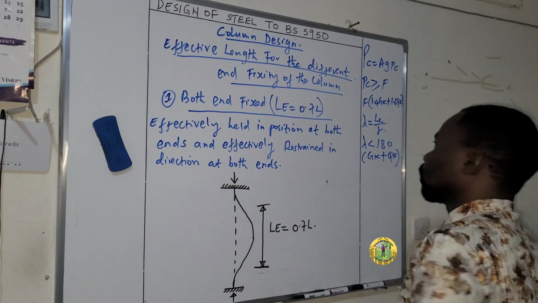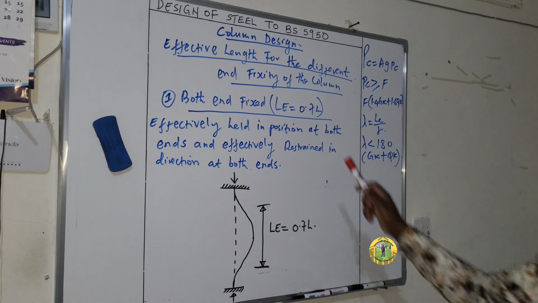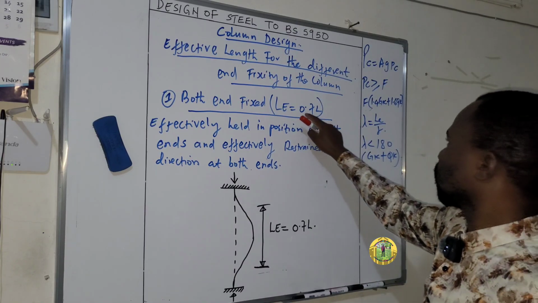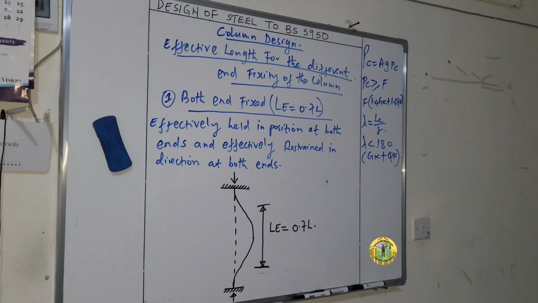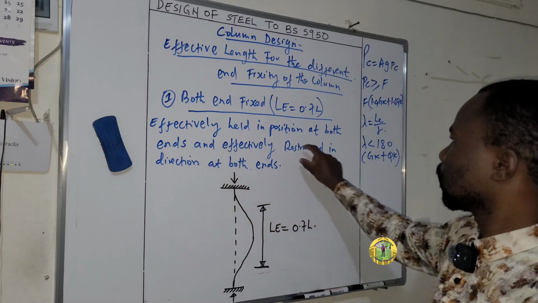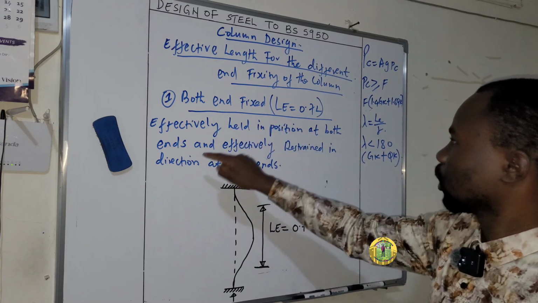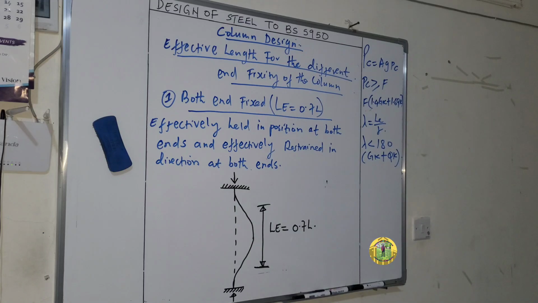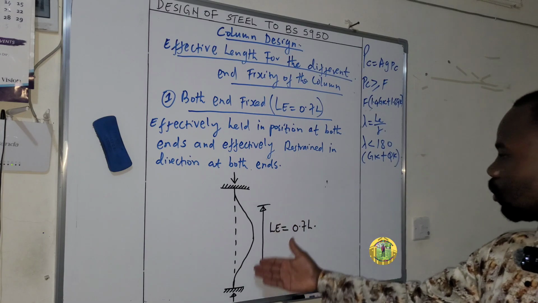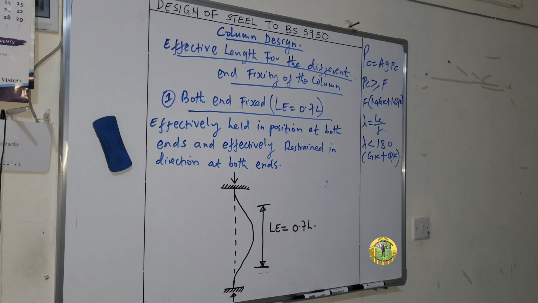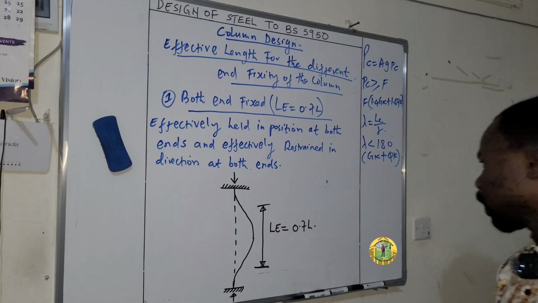So number one, both ends are fixed. So the effective length is calculated using this formula. This is 0.7 L, where L is the overall length of the column or the overall height of the column. And this statement is explaining this one: effectively held in position at both ends and effectively restrained in direction at both ends. So this is the column. So LE is equal to 0.7 L.